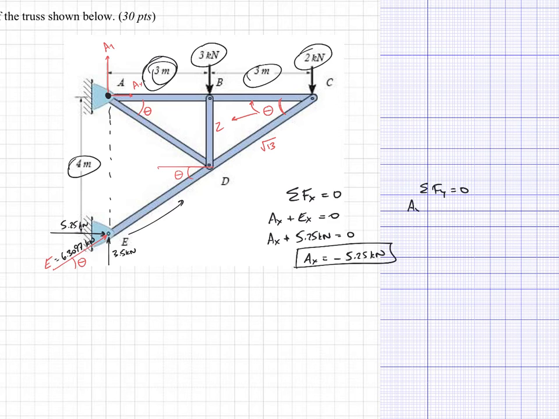And I've got AY plus EY minus 3 kilonewtons minus 2 kilonewtons equals 0. So AY is what we're looking for. EY is 3.5 kilonewtons, minus 5 kilonewtons equals 0. So AY equals 1.5 kilonewtons. All right, so we get all that stuff.